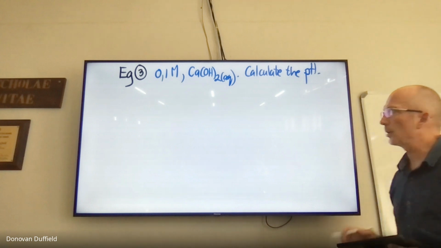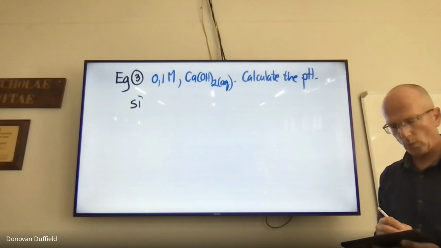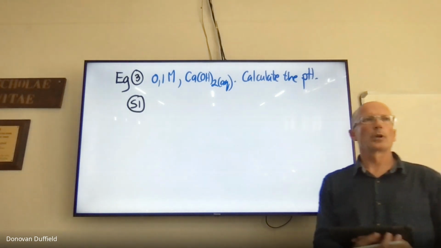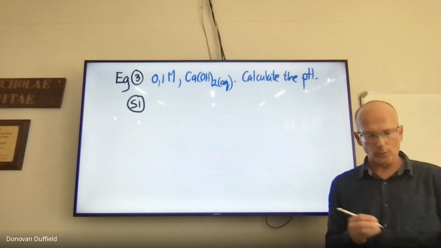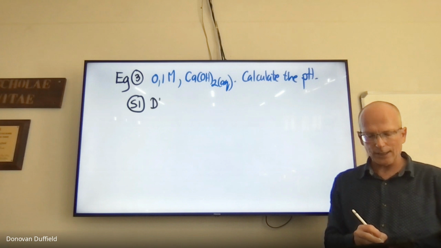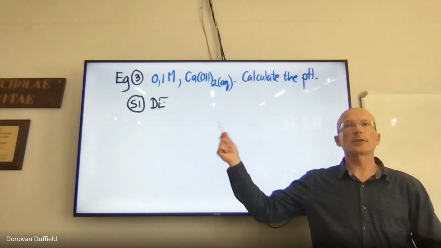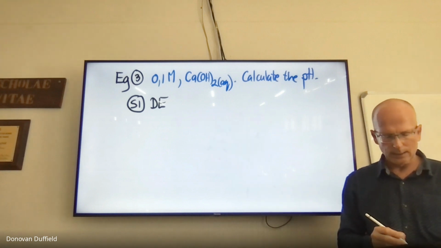So, calculate the pH. First things first. What do you think the first step is? What did we do with acids? Ionization equation. So now we're going to work with the dissociation equation. Because remember, alkalis are ionic, they don't ionize, they dissociate.